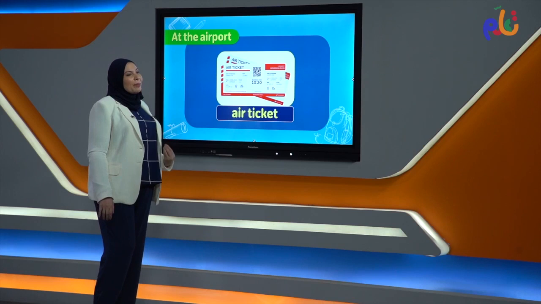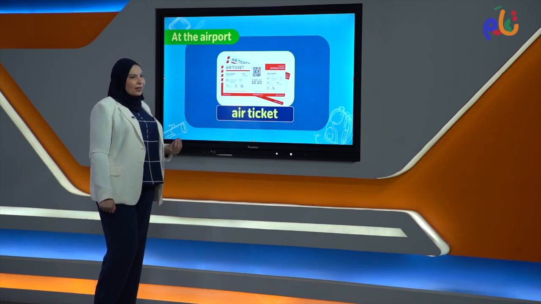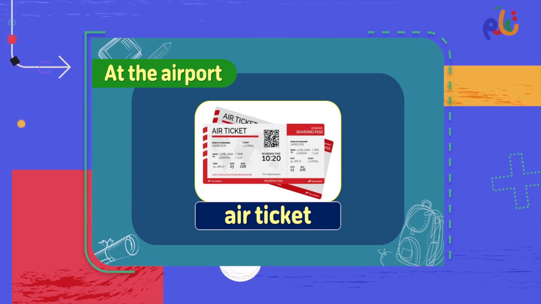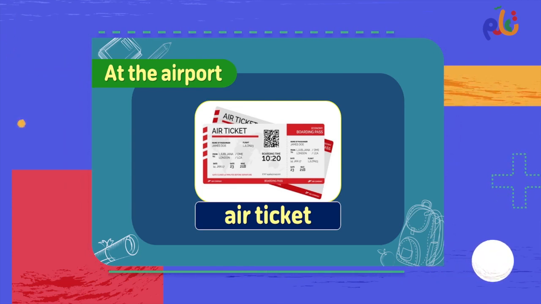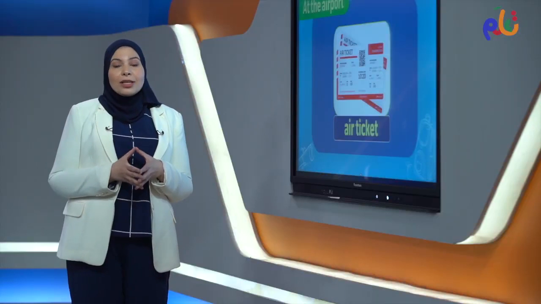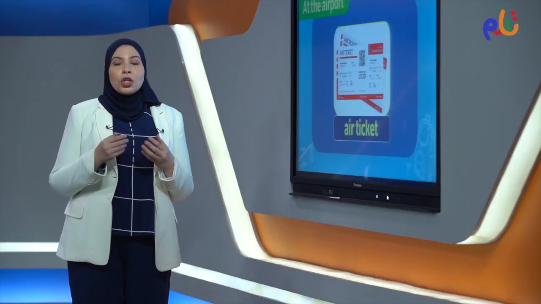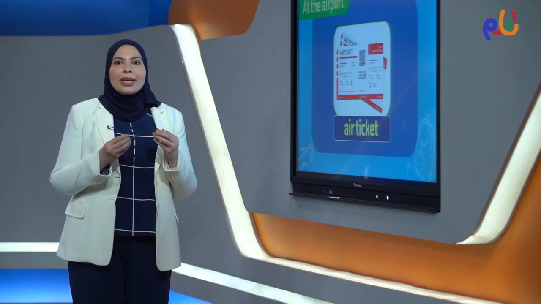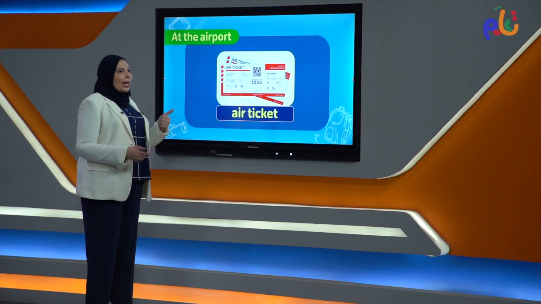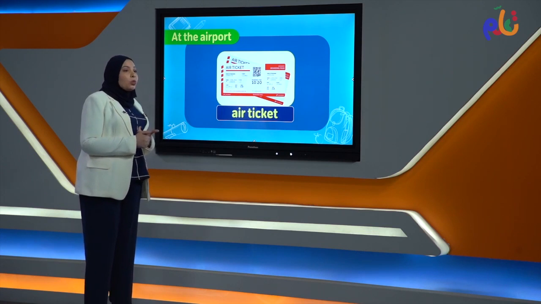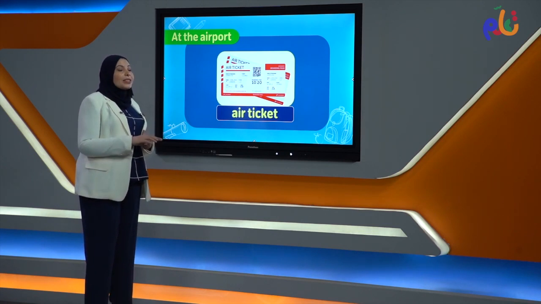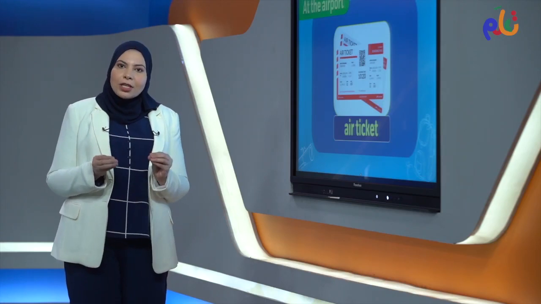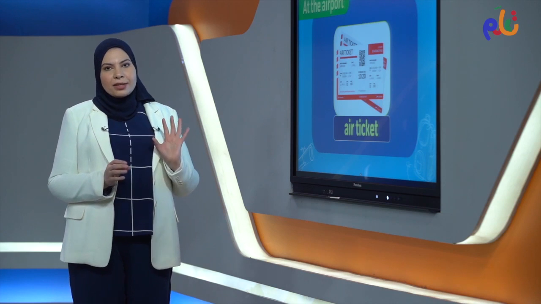The first thing that we're talking about now is the air ticket. The air ticket is basically what allows you inside the airport. When you decide that you're going to travel by plane, you need to get a ticket. So the air ticket would have some information. It would have the name of the passenger, the time of the flight, the date of the flight, and the gate number. This is the information that you will get on the air ticket.